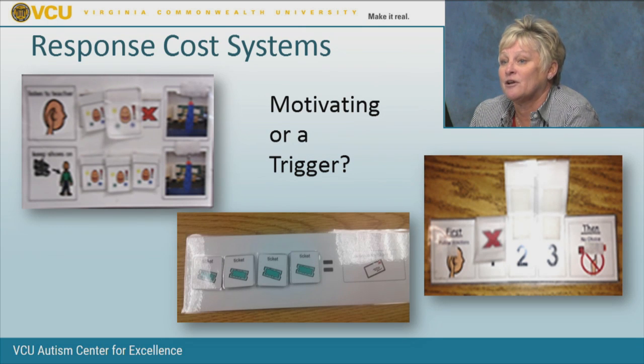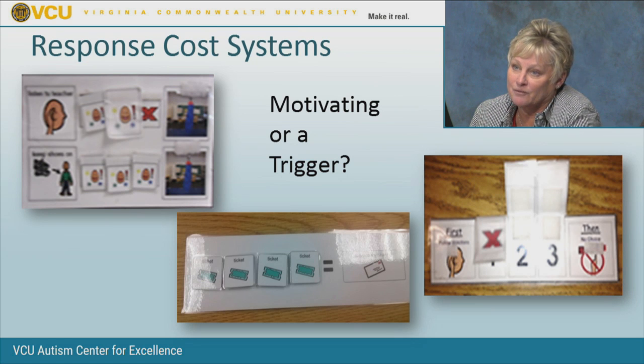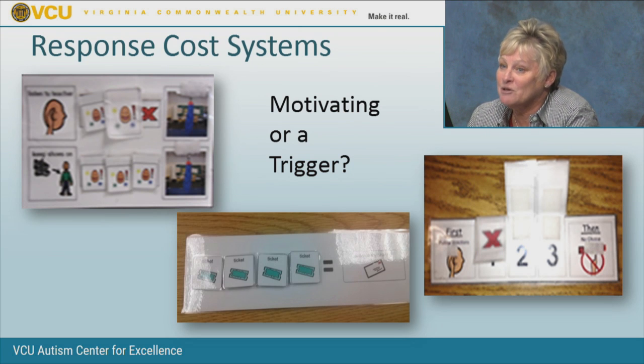The top left is presented in a very positive way. What the behavior is expected to the left. We have 3 happy smiley faces leading to the motivator. However, if the behaviors on the left are demonstrated, they're going to lose a smiley. When the smileys are gone, the motivator will not be delivered. However, it is important to reset the board so that the child doesn't feel defeated.